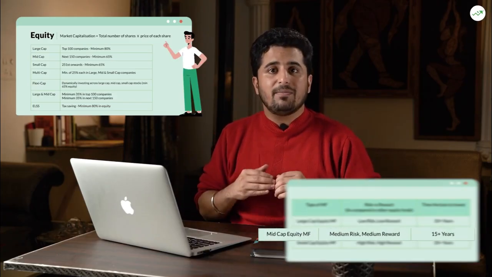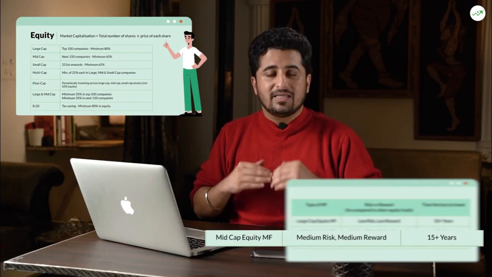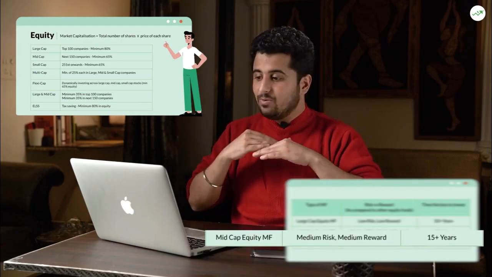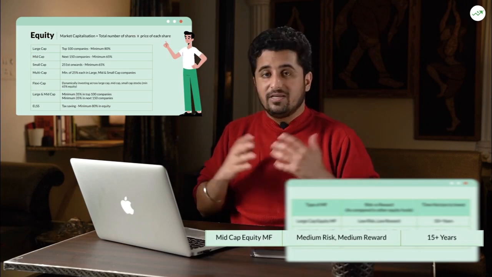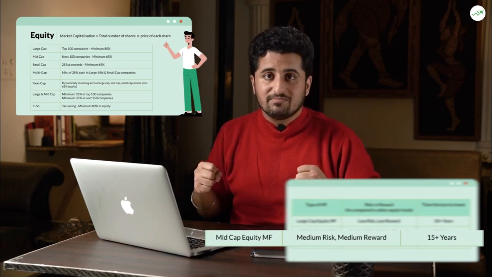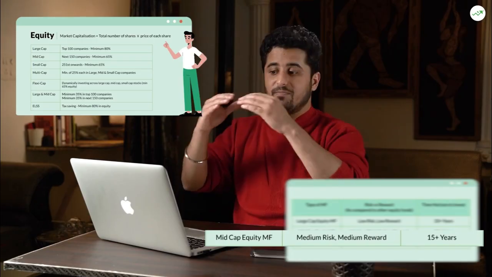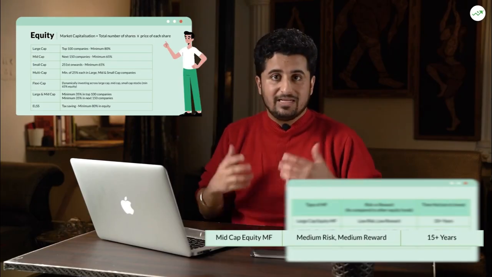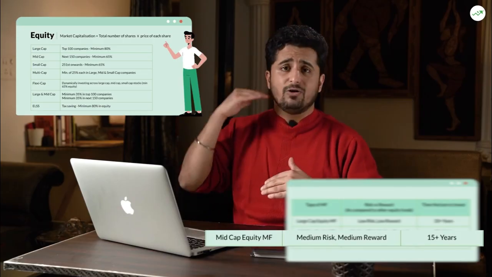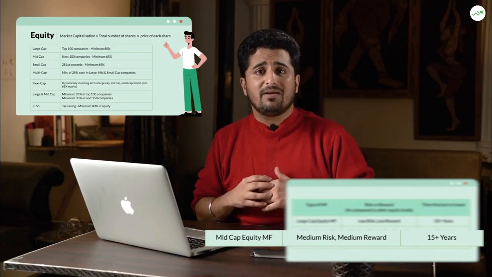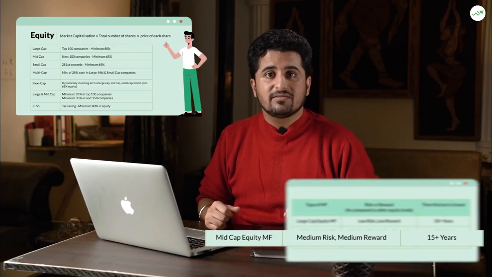Similarly, mid cap companies, if they perform very, very well, can go up from the mid to the large cap level. On the other hand, if they do not perform well, there is a risk of them falling from mid to the small level. And so the risk is slightly higher, but at the same time, if they do well and go from a mid to a large cap level, the returns are going to be amazing.